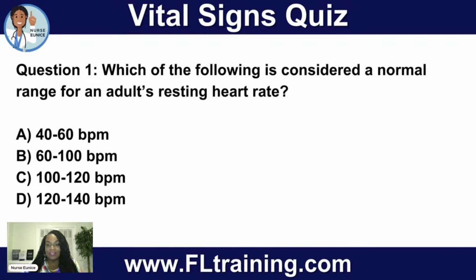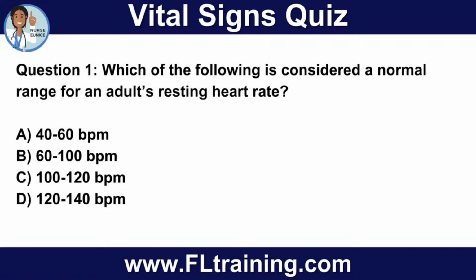All right, so question number one. Hi, Mrs. Love. Question number one. Which of the following is considered a normal range for an adult's resting heart rate? Is it A, 40 to 60 beats per minute, B, 60 to 100 beats per minute, C, 100 up to 120 beats per minute, or D, 120 up to 140 beats per minute?